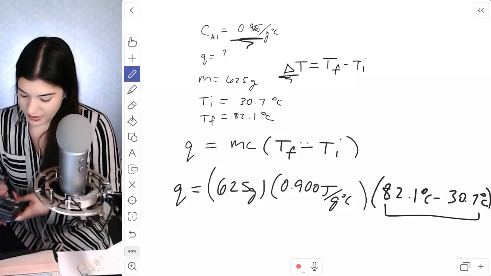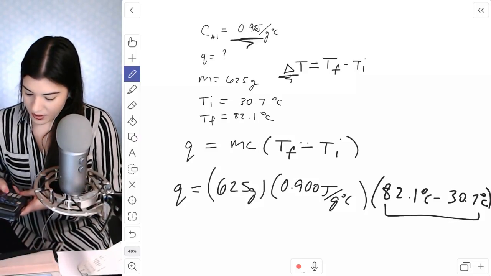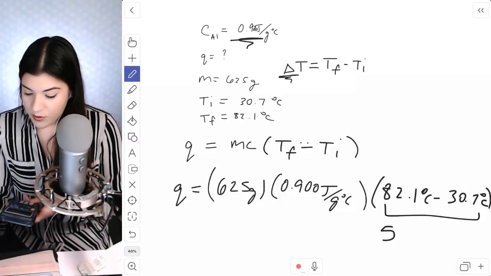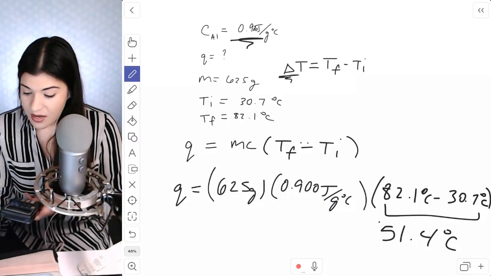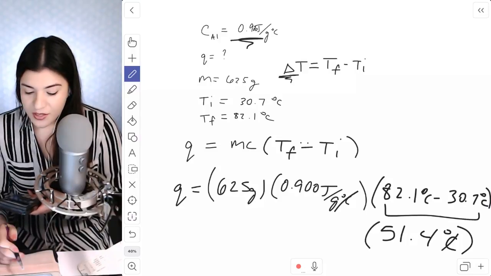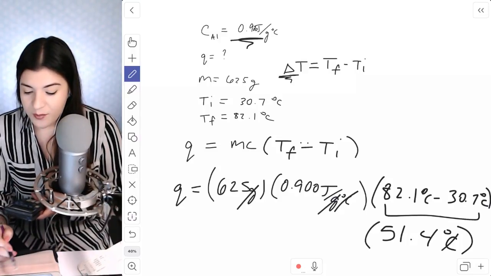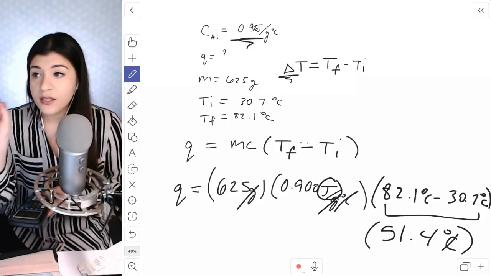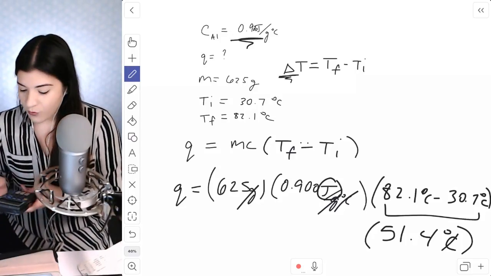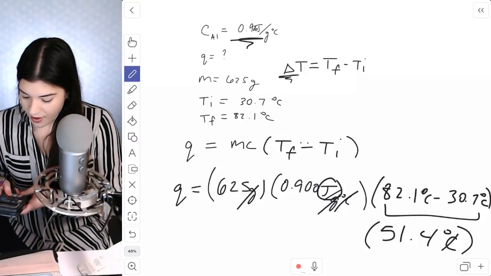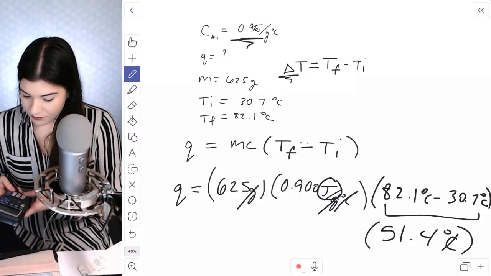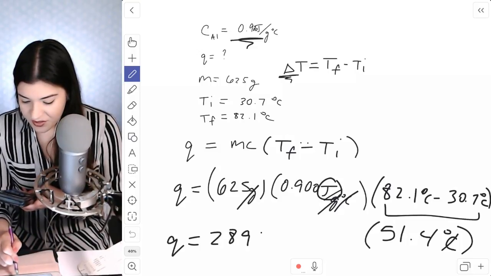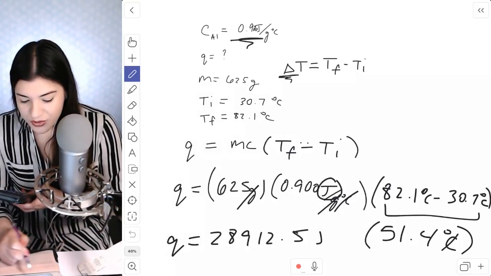Okay, so I'm going to start off with what's in parentheses. So 82.1 minus 30.7. This would have given us 51.4 degrees Celsius. And you'll note that your Celsius and Celsius would cancel, same with your grams, and you're going to be left with joules. And at the end, we will convert this to kilojoules since that's what the question asked for. So I'll multiply everything together. And this gives us a very large number in joules.